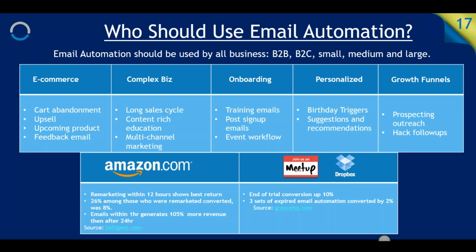Now, if you're talking about one abandonment email, the stats might not be relevant to you. But when you're talking about thousands of users and you have 1,000 people abandoning your cart and now you can capture an additional 50 sales, now you're talking about big numbers. So you have end of trial conversion. If you're running a software, for instance, and you have a trial, how you're going to capture people after the trial and before the trial ends. And this is by Groove HQ, 3 sets of expired emails converted by 2%. And that's a great increase. You're talking about people who would never have converted otherwise.